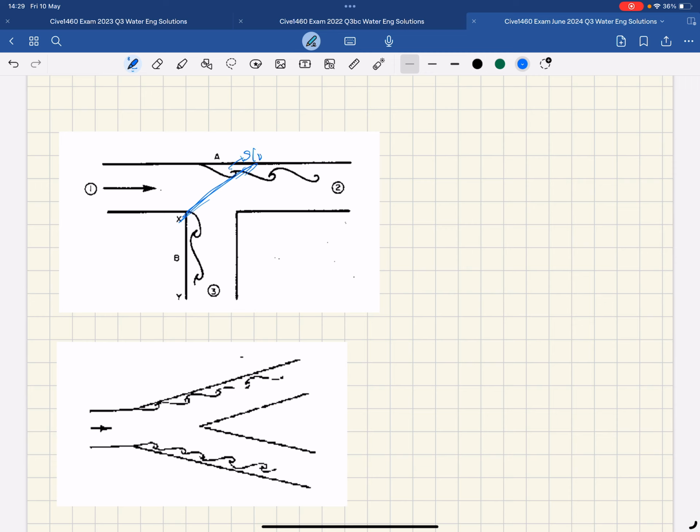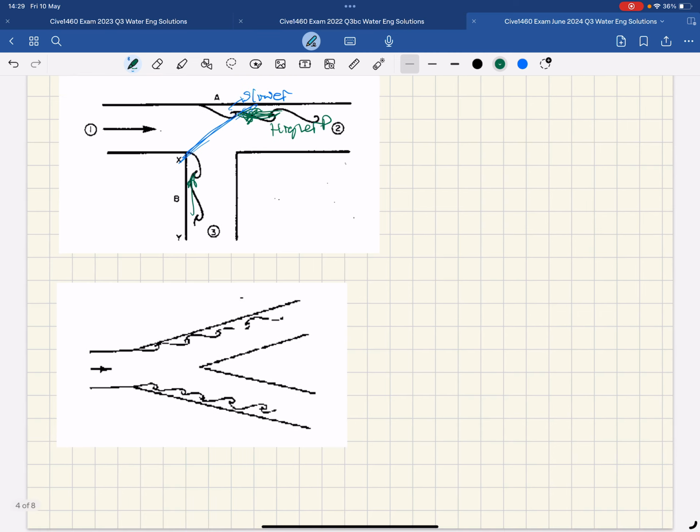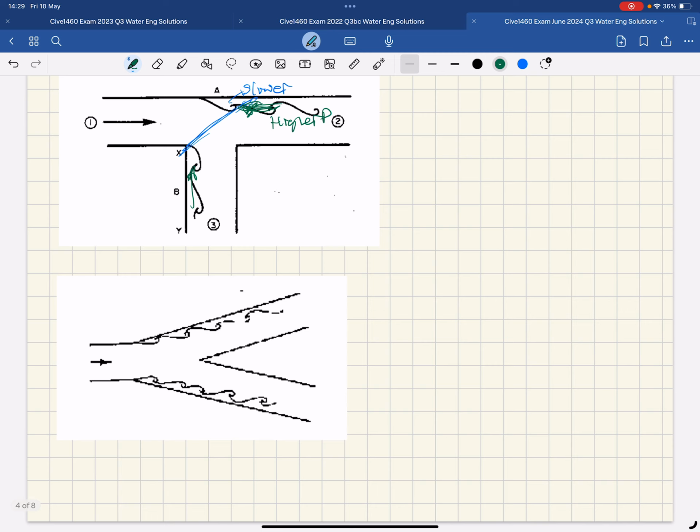slower flow and higher P. So you get a bit of a potential for flow to be pushed back there, and similar situation here. Pretty similar for the divergent junction. High, and it's all because you've got an increase in the flow area.